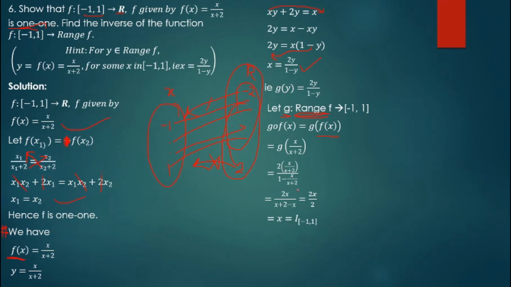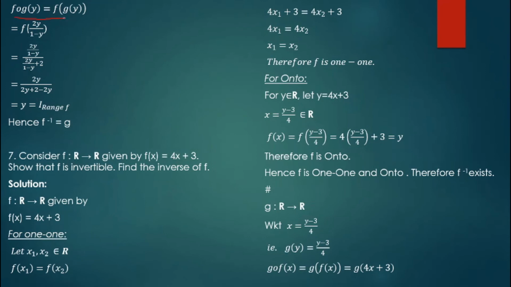Here x plus 2 will get cancelled, so what will be remaining? 2x by x plus 2 minus x. So here x minus x gets cancelled, so what is remaining? 2x by 2 gets cancelled, we have x. Why did we write this, closed interval -1, 1? Because this is our domain, right? Okay, so we have got x, we have found gof. Next we have to find fog of y, f of g of y. So what is our y? 2y by 1 minus y.